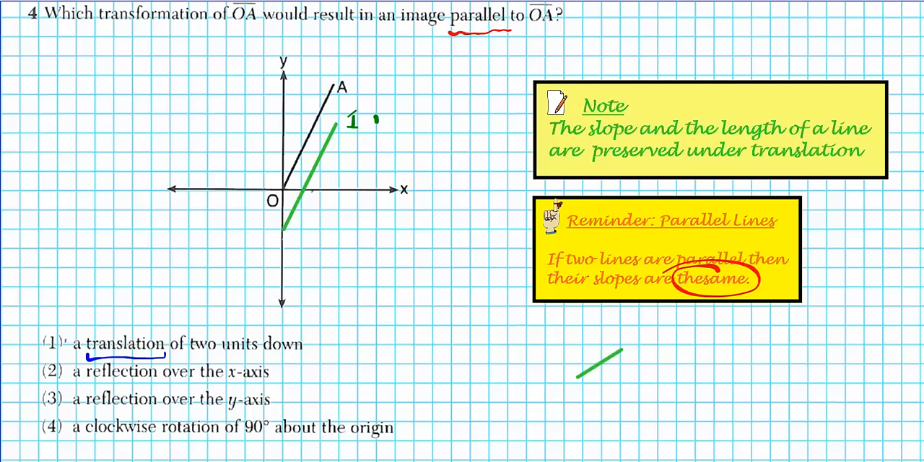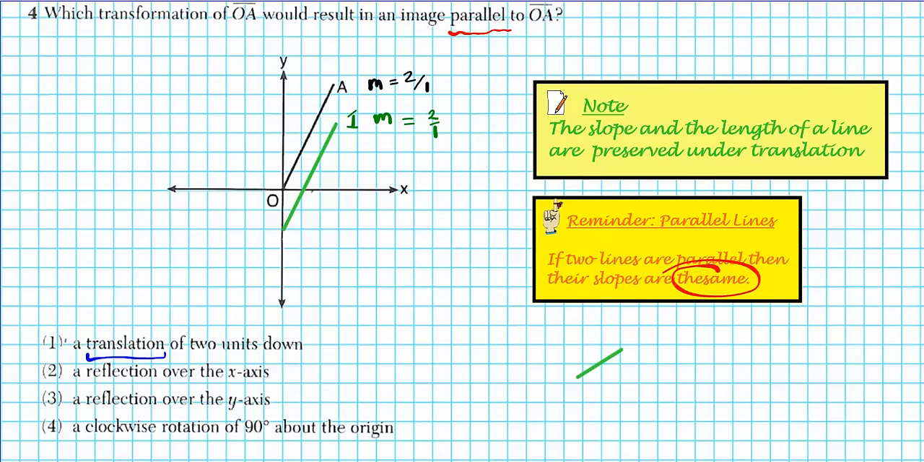Now, what's the slope here? The slope is you rise 2, you run 1. So rise over run is your slope. What is the slope of the original line? You rise 2, you run 1. Slope is 2 over 1. What do you notice? These two segments have the same slope. Okay, well, let's do the other ones.